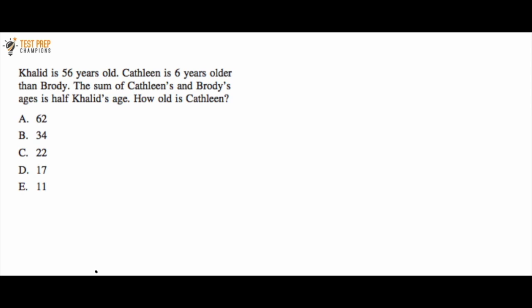Okay, so really the first step in this question is to write equations based off of what the words say. The word "is" is often going to be a keyword for an equal sign. So let me show you what I mean. The first bit of information here, we see Khaled is 56 years old. So the equation that we can write based off of this is k equals 56.